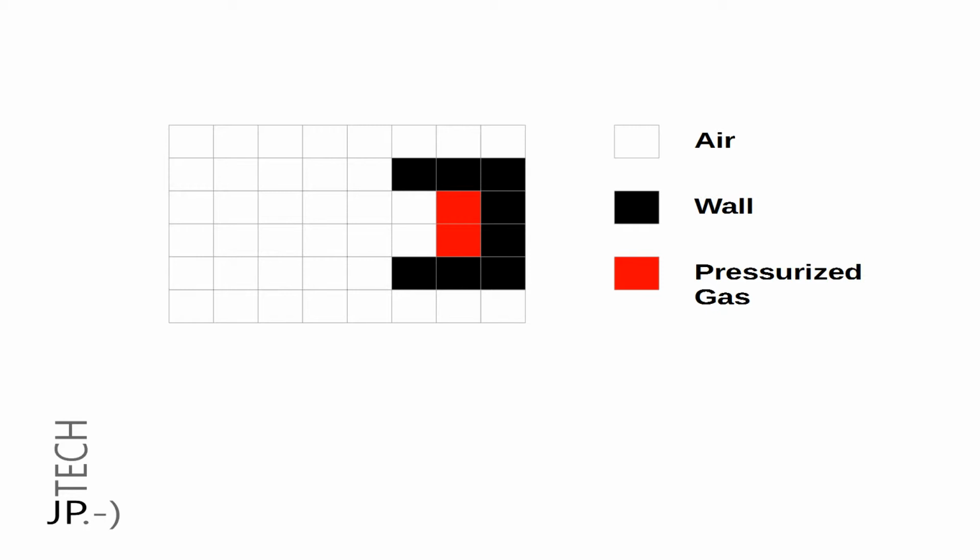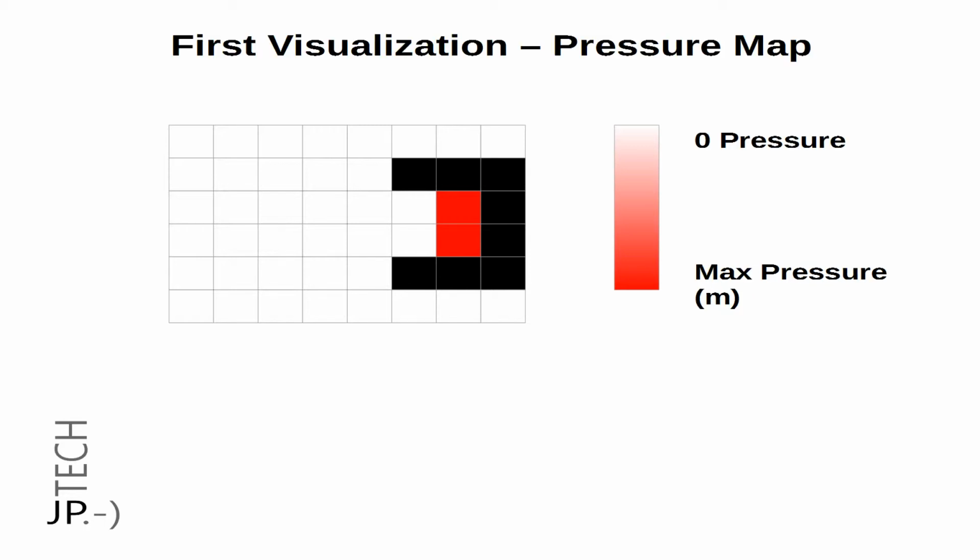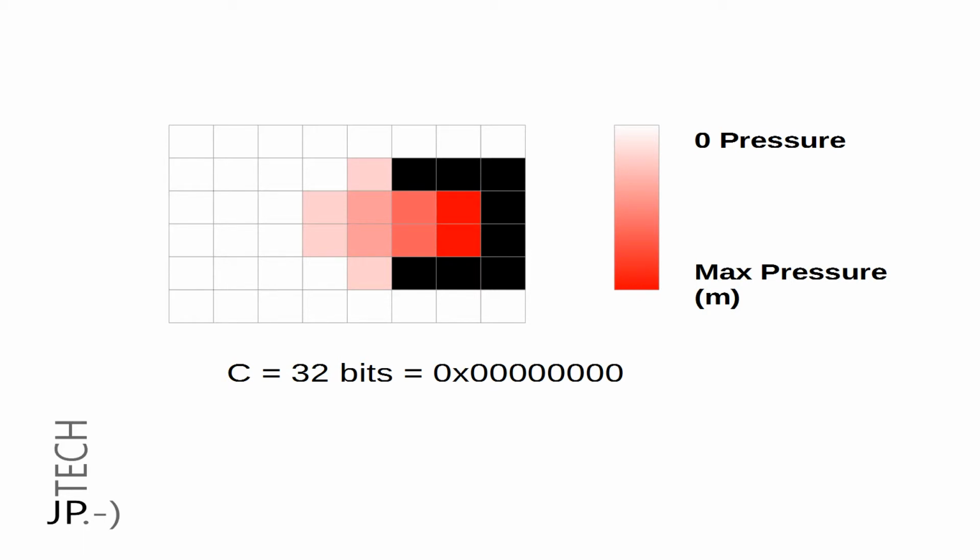So during our visualization, as the model runs, obviously the walls will stay black, but we need some way to represent the air pressure as it changes from pressurized gas into air. So we need a gradient between these two. At the top, we have zero pressure, which will be represented by a completely white cell. And at the bottom, we have our max pressure M, which will be represented by a completely red cell. Something with a gas pressure in the middle will take a color somewhere between 0 and M. A 32-bit color value consists of 4 bit fields.